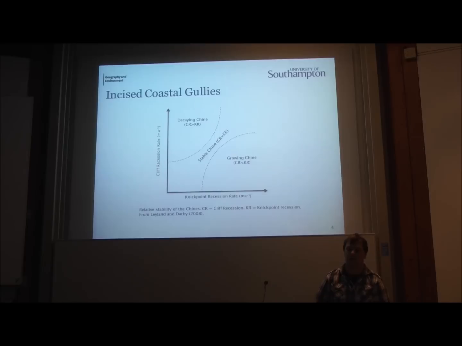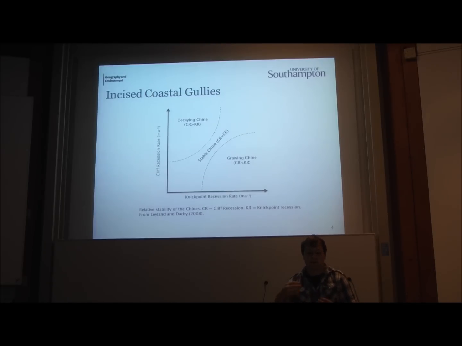If one exceeds the other, then these gullies tend to decay or grow. Cliff recession acts to truncate gully systems by shortening the length at the coast, whereas nick point recession induces headwards erosion inland and extends these chines inland. So as nick point recession rates increase, you see the chine grow inland. And it's these processes which are greatly affected by climate change.